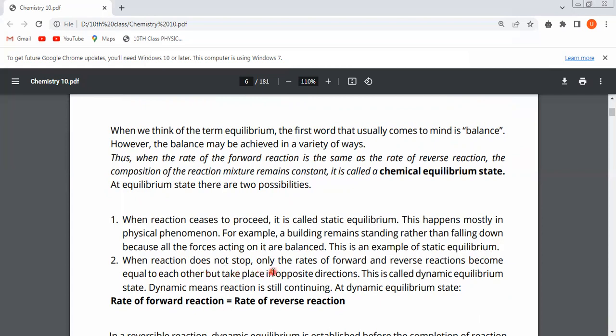When the reaction does not stop, and only the rates of forward and reverse reactions become equal to each other but take place in opposite directions, this is called dynamic equilibrium state. Dynamic means the reaction is still continuing. At dynamic equilibrium state, the rate of forward reaction is equal to the rate of reverse reaction.